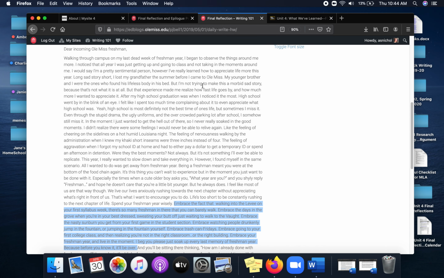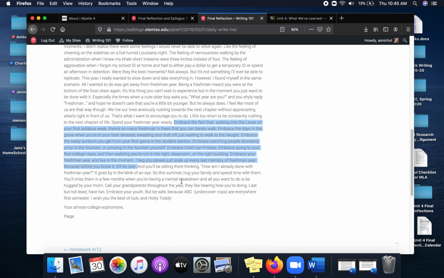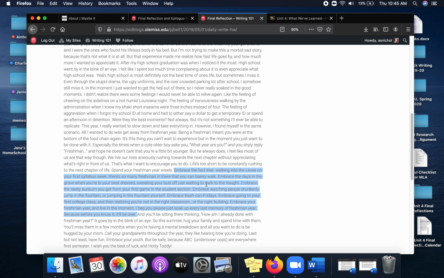Then we have this one. This is from Paige from last year. Hers is very much a traditional blog post, but her audience, she wrote it to incoming Ole Miss freshmen. And so that was an intended audience. One of the things I loved about hers, I've highlighted here, is where she almost sets it up like the Lena Dunham piece with "embrace the fact." So she uses the repetition of embrace, and she gives us lots of real details here.